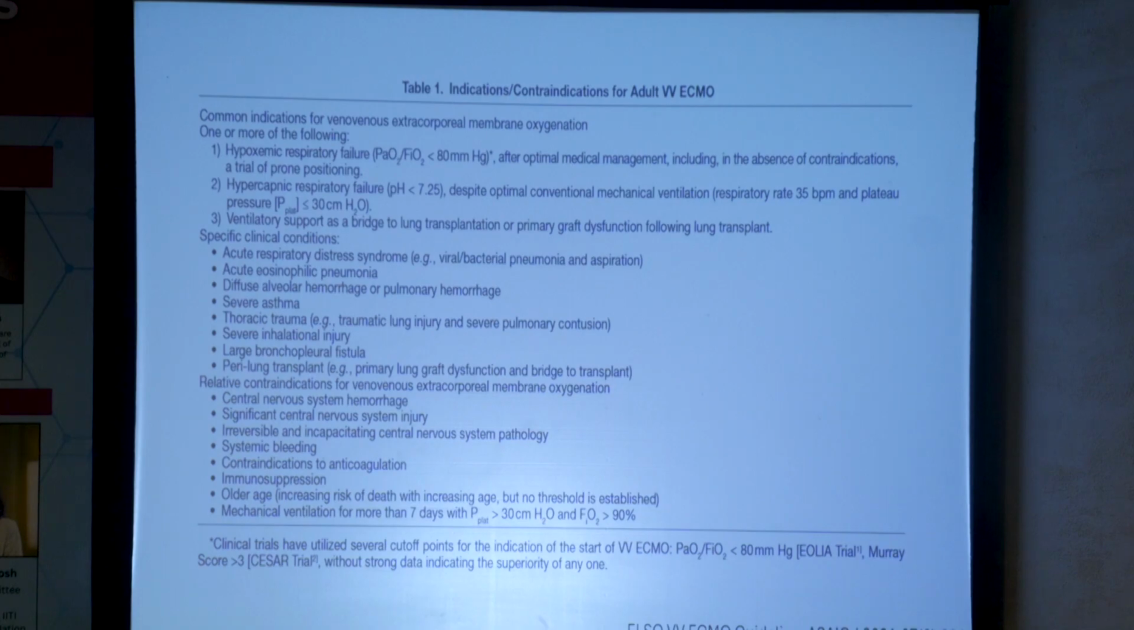Immunosuppression is a relative contraindication. I can't tell you exactly a quantitative measure of immune status, but somebody who is not going to tolerate the infectious risk of prolonged extracorporeal circulation is at higher risk. Older age, there's no threshold which has been clearly defined.